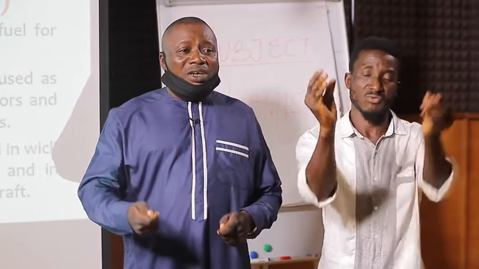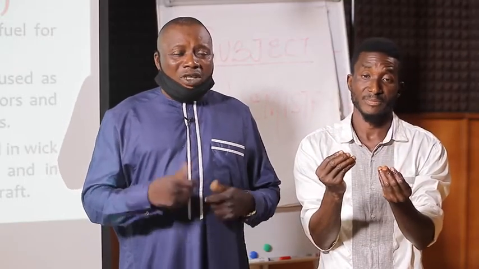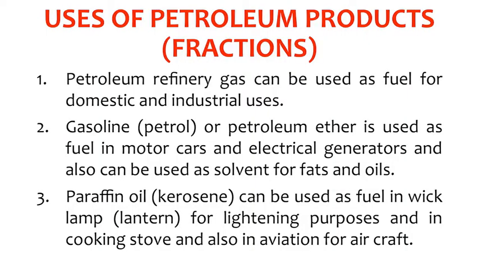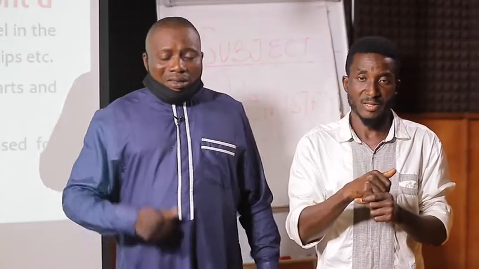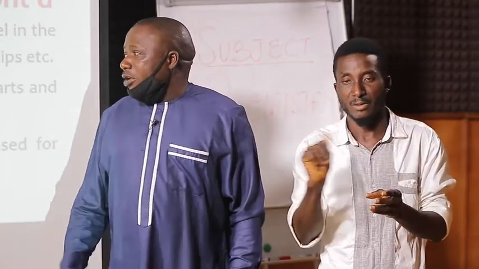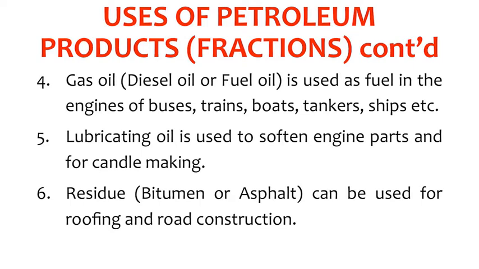When we say solvent, it is something you can use to dissolve something. For instance, you can dissolve paint using petrol. Next, we have the paraffin oil, that is the kerosene. You agree with me that we use it in our respective homes as fuel in our wick lamps. We also use it as fuel for what? Jet engines. Jets use kerosene as fuel, but in a more purified form than the one we are used to. We also have the diesel, commonly used also as fuel.